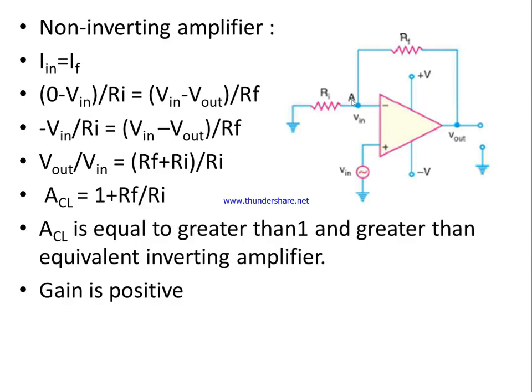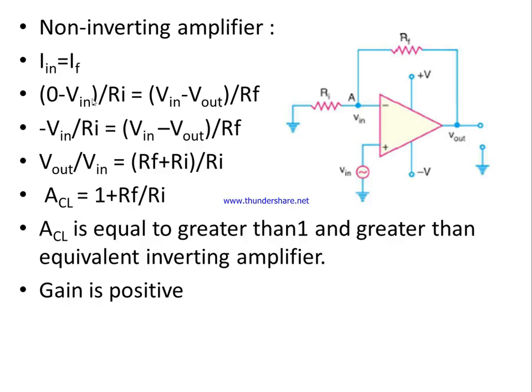So here the current flowing through RI will be IIN, and since there is no current flow between these two terminals, the whole current will flow through the feedback resistance RF. Therefore IIN is equal to IF. Now what is the input current IIN? IIN will be, left side is connected to ground, so it is 0, minus right side voltage VIN, so it is 0 minus VIN divided by RI, is equal to IF. Left side is connected to VIN and right side is connected to Vout, so it will be VIN minus Vout divided by RF.